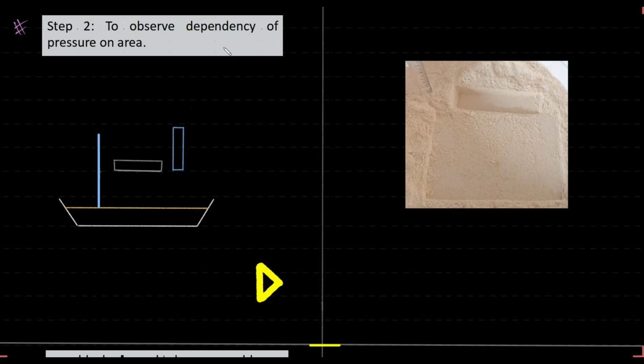Step 2. To observe the dependency of pressure on area. Dependency, not depth, sorry. Dependency of pressure on area. How are we going to do that? We have a flour, a powder, wheat powder or whatever powder you guys want to take. Take a scale. This scale will help make a point that we are dropping from the same height.